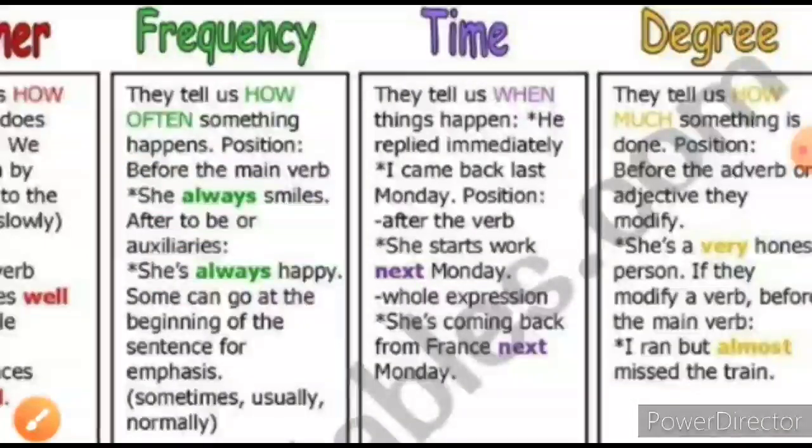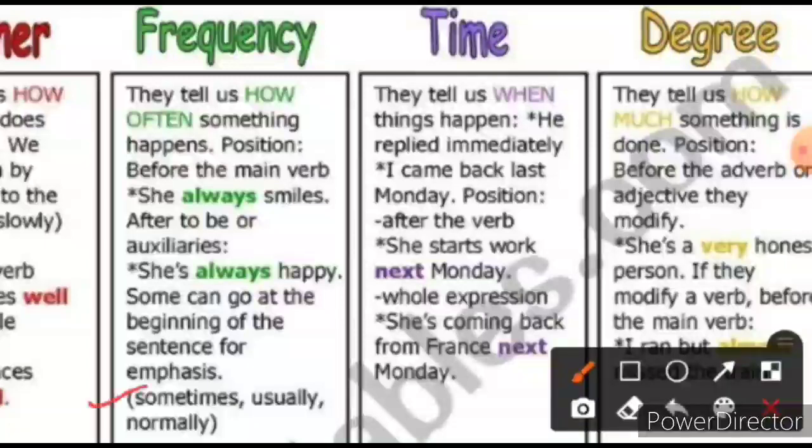Now the next thing is some can go at the beginning of the sentence for emphasis. Sometimes you use it in the beginning for emphasizing something. For example, I say sometimes, or usually I say, or normally I go for a walk. So over here I'm using it in the beginning of the sentence.